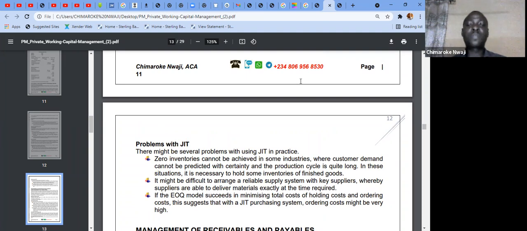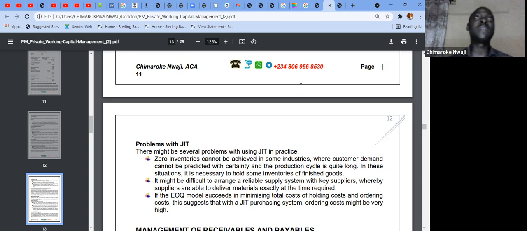There might be several problems using JIT in practice. One, zero inventories cannot be achieved in some industries where customer demand cannot be predicted with certainty, and the production cycle is quite long. In this situation, it is necessary to hold some inventories of finished goods so that you do not run out of stock. Second, it might be difficult to arrange a reliable supply system with key suppliers, whereby suppliers are able to deliver materials exactly at the time required.